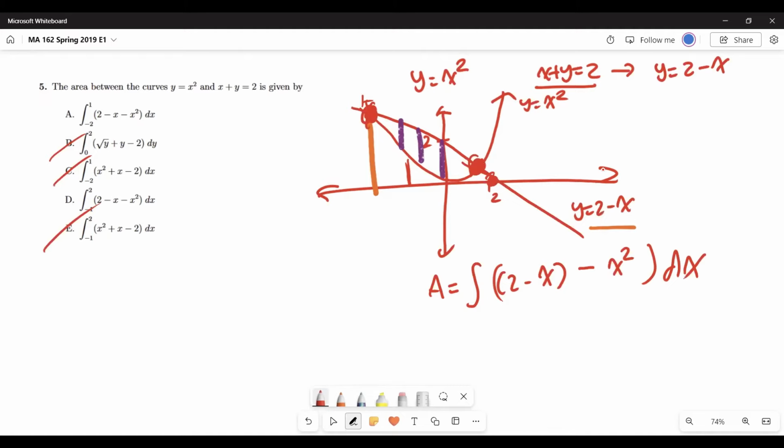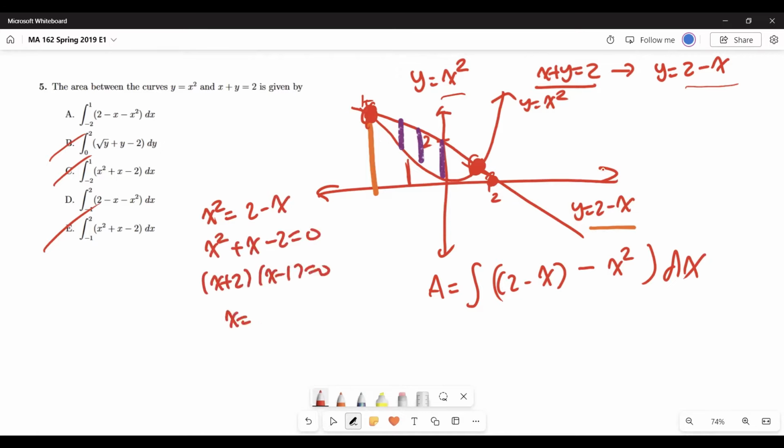So when you want to find the bounds, you set the equations equal to each other to find the intersection points. So you set x squared equals 2 minus x, then this becomes x squared plus x minus 2 equals 0, x plus 2 times x minus 1 equals 0, so x becomes 1 and negative 2. So this is from negative 2 to 1. So the answer for this question is A.